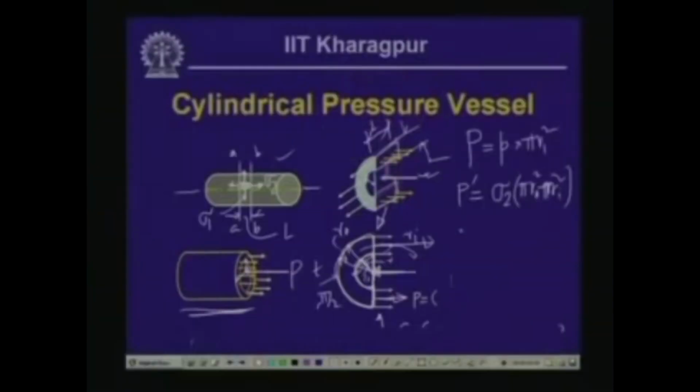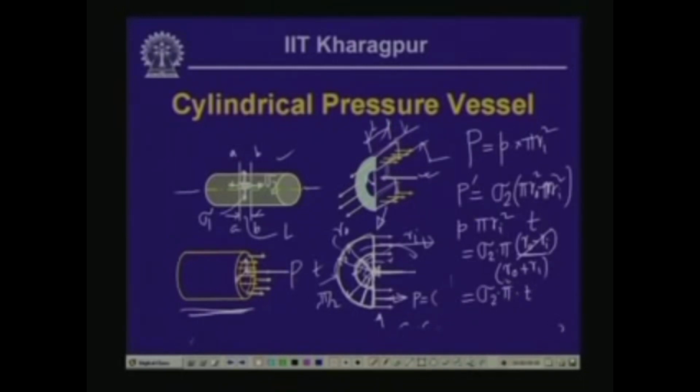Now, if we equate these two, we can write P pi r internal square equals sigma 2 times pi, times r outer square minus r internal square. We can write this as r outer minus r inner into r outer plus r inner. Now, r outer minus r inner, the difference between these two, is nothing but the thickness. So, we can replace this as T. So, this equals sigma 2 pi times T.